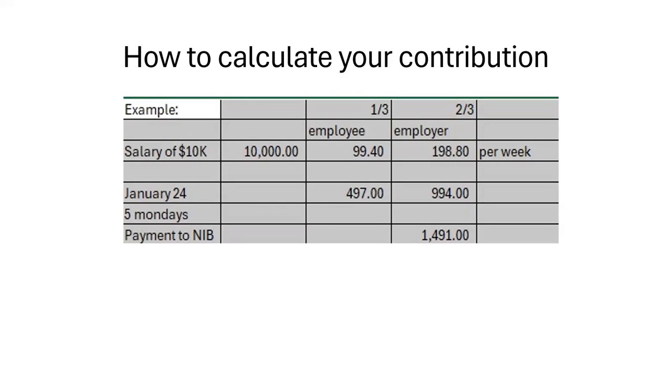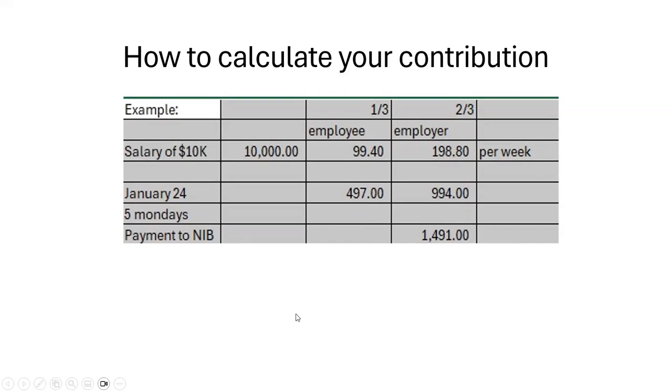The employer is supposed to pay $994. So in total, the employer, not you, the employer will pay to NIB on your behalf $1,491. Okay? That is why we put per week here on this row.